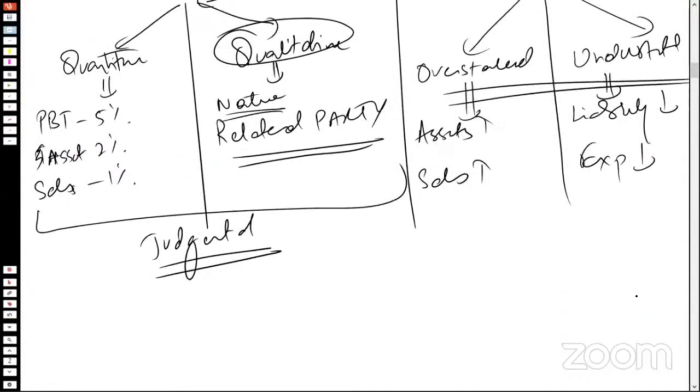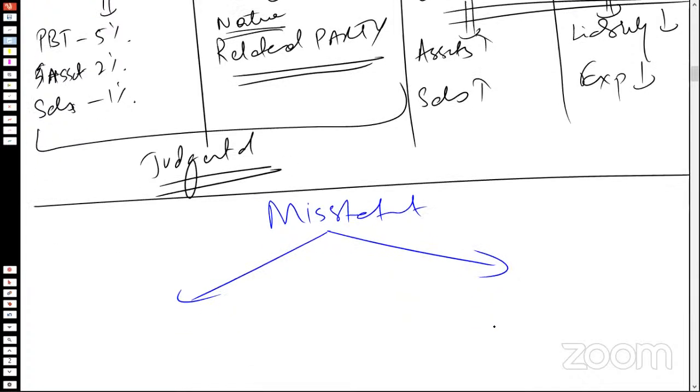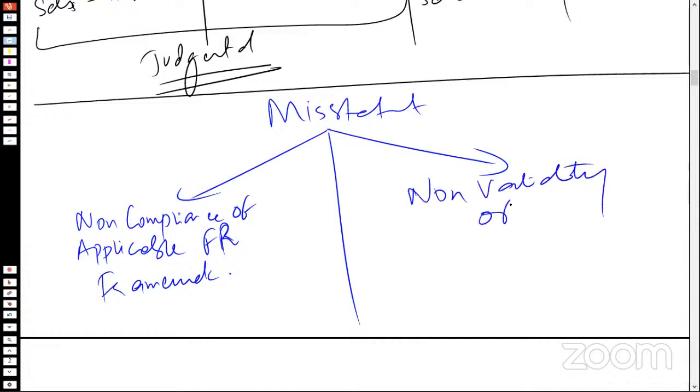The next aspect is that if you wish to understand the concept of misstatement, there are two ways of understanding it. One of them is that the misstatement is the non-compliance of the applicable financial reporting framework. So what exactly do we mean by misstatement? One is non-compliance of the applicable financial reporting framework, or the misstatement could be considered as the non-validity of the assertions.